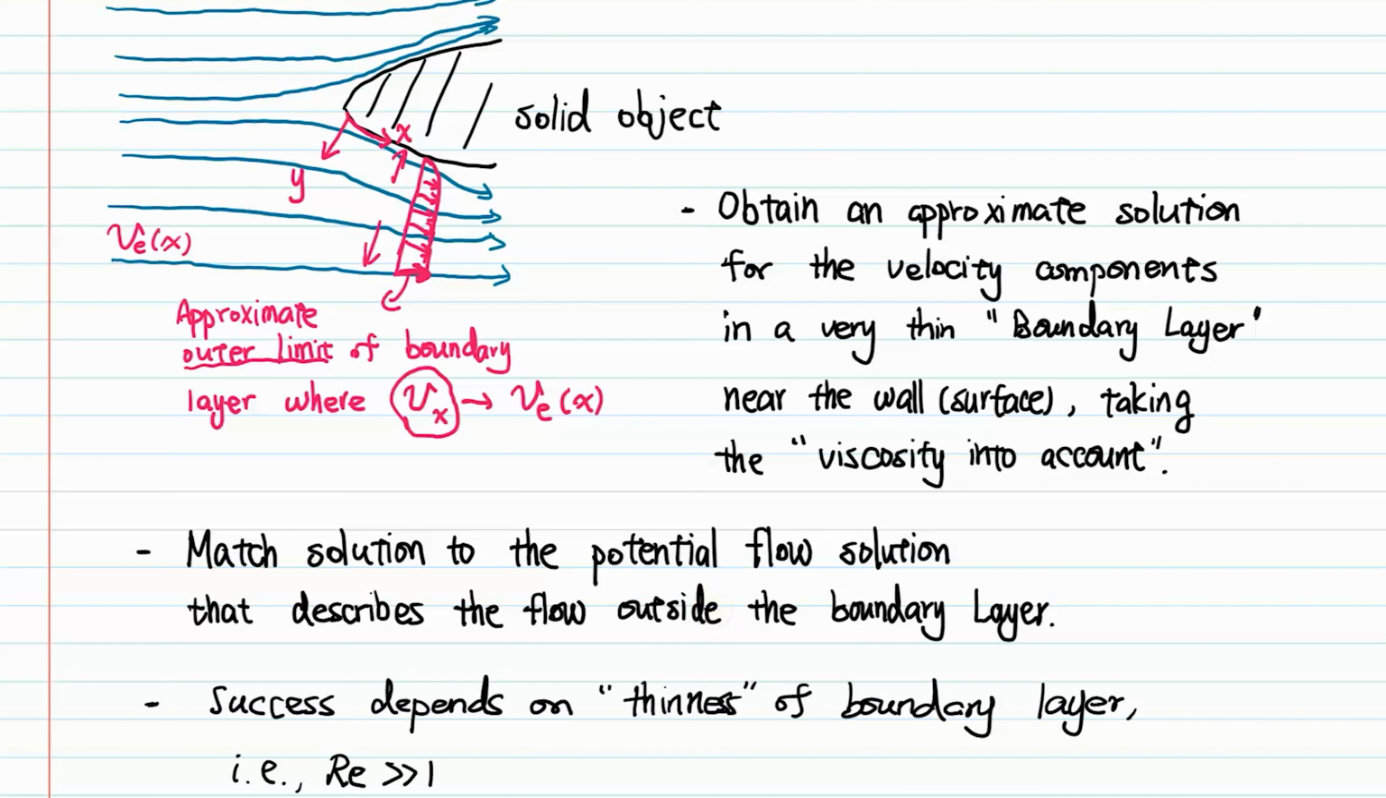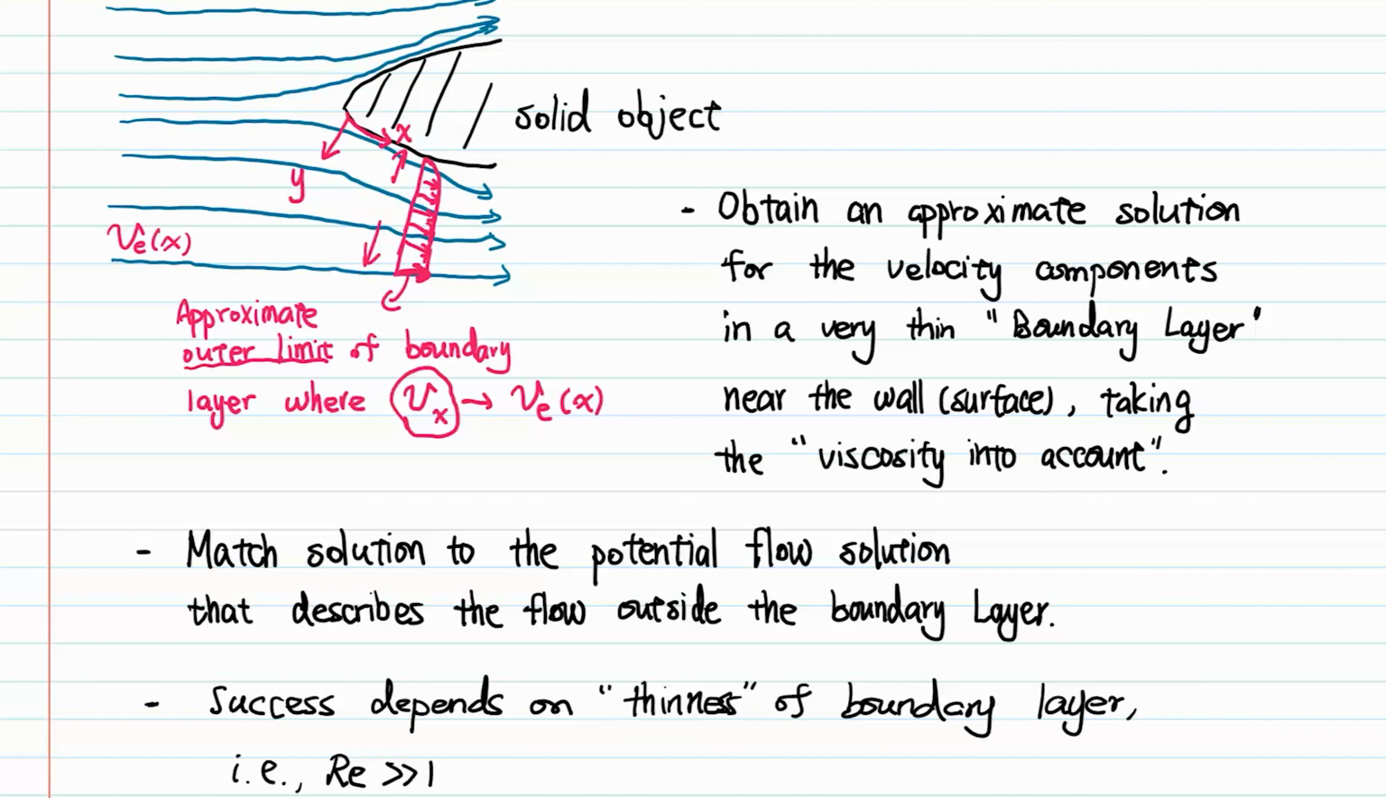What is a boundary layer, and how do we describe the boundary layer? It's basically a thin layer near the submerged object where you have the velocity gradient changing from the surface of that object to a point where it doesn't change anymore, and it will be equal to the velocity of the potential flow outside the boundary layer.